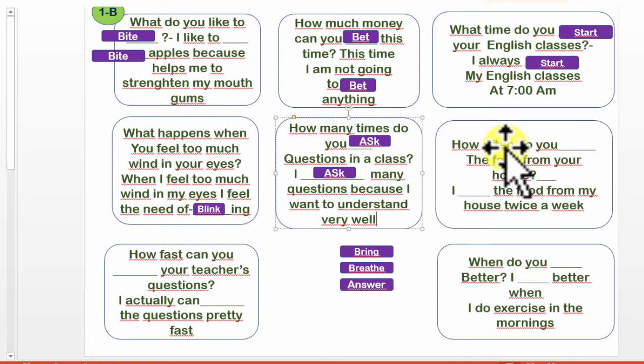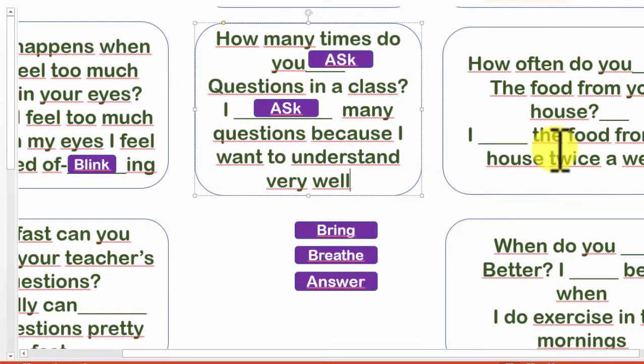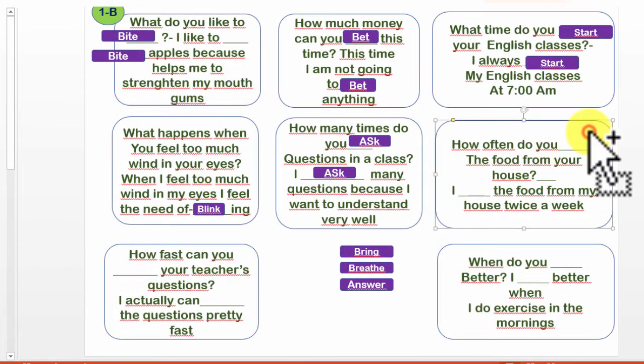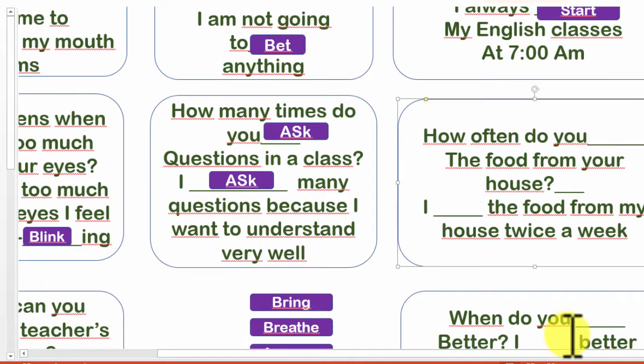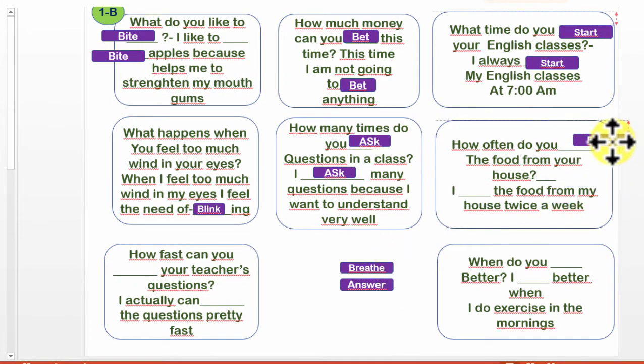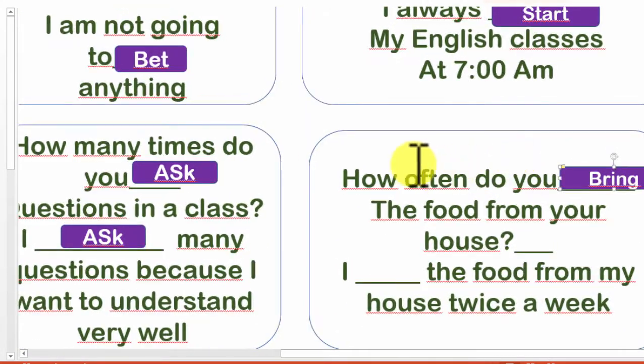Okay, next. How often do you, recuerden que how often es con qué frecuencia. How often do you bring food from your house? I bring food from my house twice a week. Entonces, esta es con qué frecuencia. Recuerden que how often es con qué frecuencia, cada cuánto.